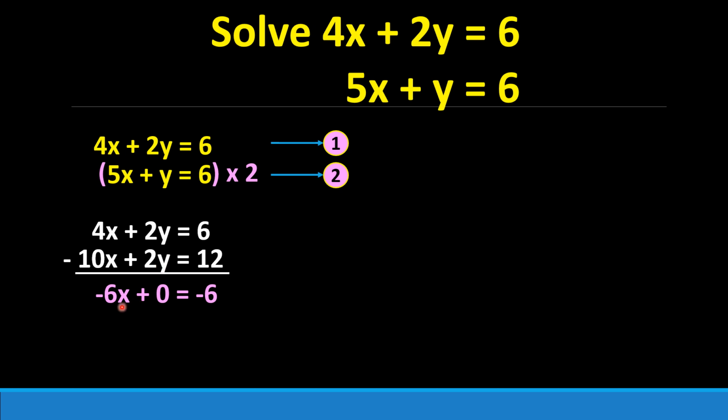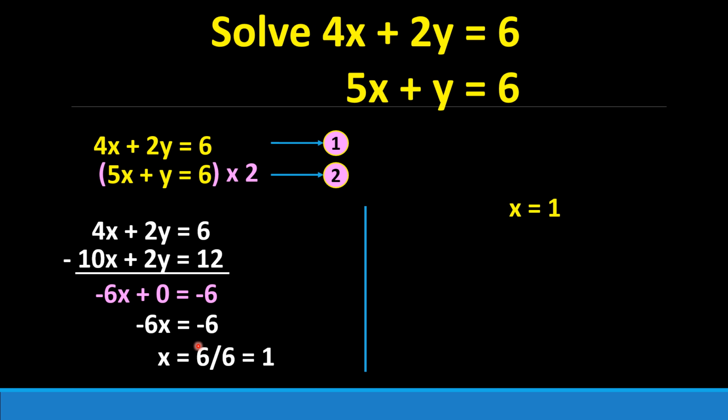Now in this case, we get minus 6x is equal to minus 6. So these negative signs can be ignored because on both the sides there are negative signs. So that will be 6x is equal to 6. So x is equal to 6 divided by 6. Hence x is 1 here. Now we have to find the value of y. So any of these equations we can consider and substitute the value of x. Let us consider the second equation now. The second equation is 5x plus y is equal to 6. So instead of this x, we are inserting the value 1.